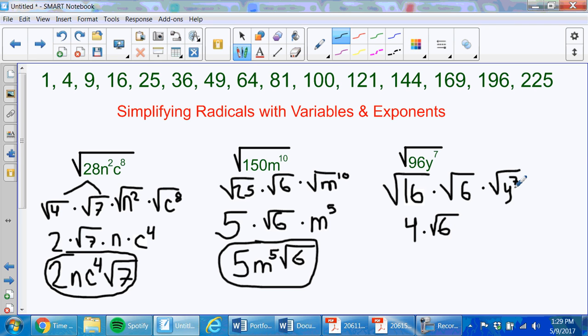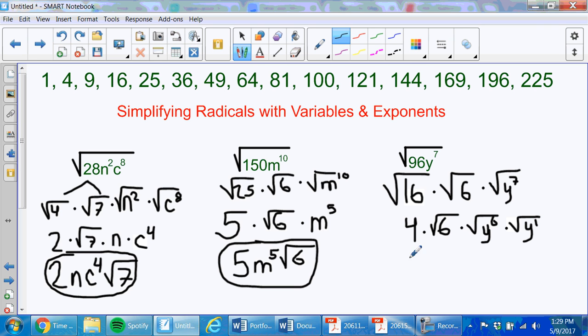Now with an odd exponent, what I'm going to do is put y in the radical to the next lowest even number. The next lowest even number to 7 would be 6. Then I'm going to times it by another y to the 1st power. So we still have the same amount of y's. There's 6 plus 1, that would be 7.